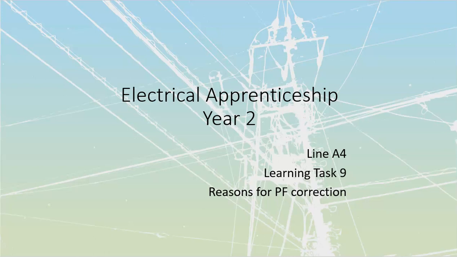All right, line A4, learning task number 9. We're going to be taking a look at describing reasons for power factor correction. It's a relatively short little learning task inside of here. You should have read through it in probably about 5-10 minutes last night.